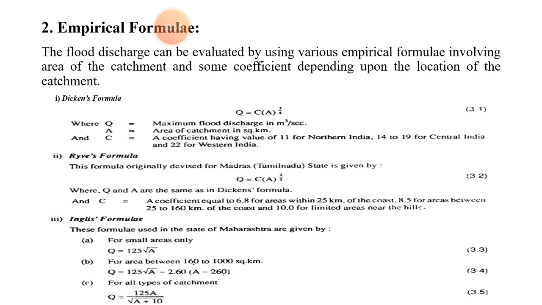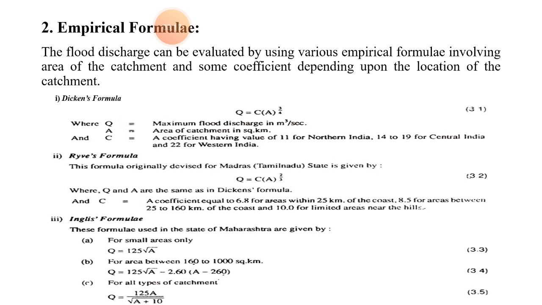The next formula is Ryves formula. Here Q is equal to C into A power 2 by 3, where Q and A are the same as in Dickens formula, and C is the coefficient, whose values change from 6.8 to 10.